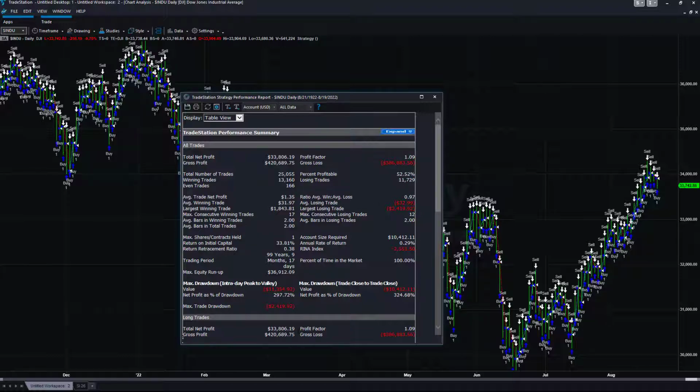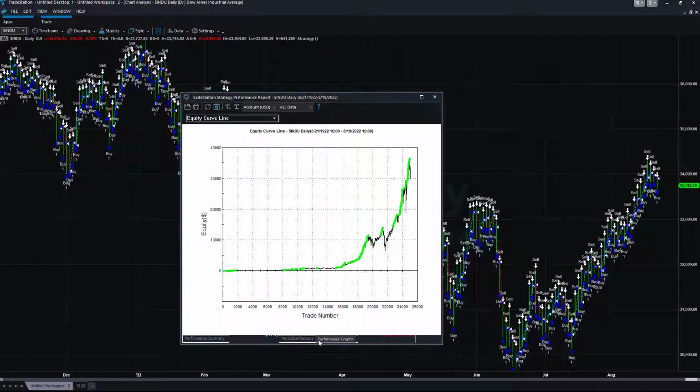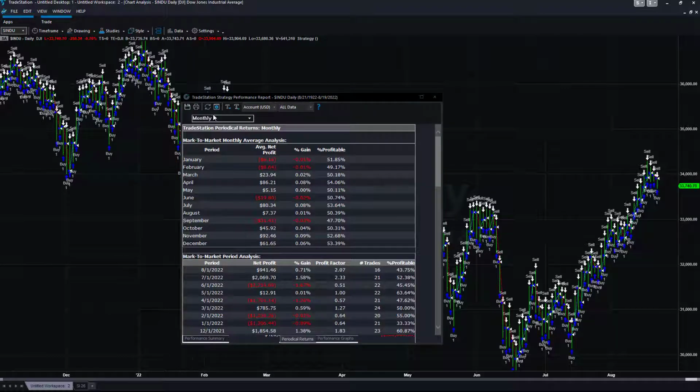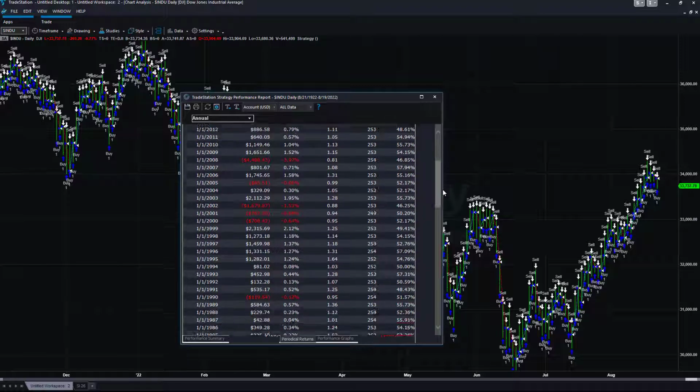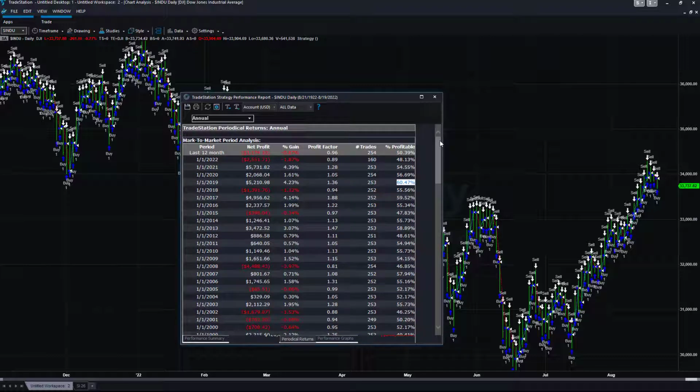So let's look at it on an annual basis, periodical analysis, annual. And so some years, you see more profitability. 60% in 2019, that was a high year. You could do this with the S&P, you could do this with any index or any market value.